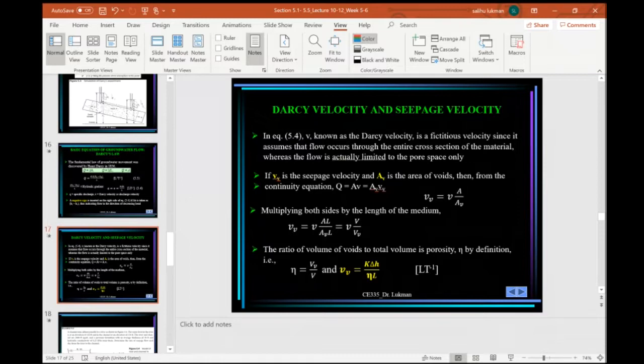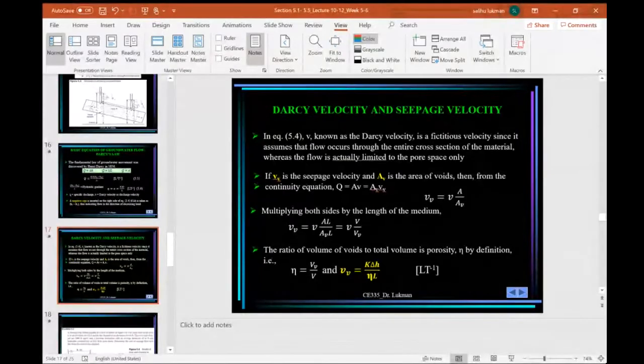When you have a pipe in which you have only water, the flow takes place throughout the cross section, isn't it? But in this case, the cross section is not empty. You have porous media, you have sand inside. So the flow will take place only through the tiny spaces between the grains of soil. So it's not an actual velocity per se; it's like an apparent velocity. That's why we call it Darcy velocity.